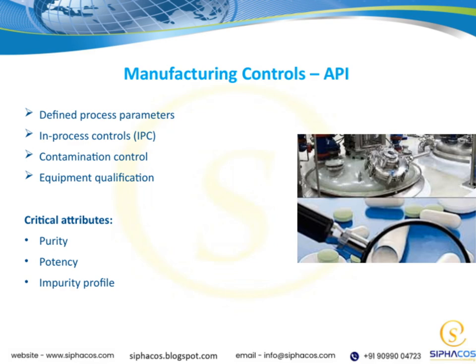Now, when we talk about critical attributes of the API, we're referring to key quality characteristics. Purity is obviously vital. It tells us how free the product is from impurities. Potency indicates the strength or activity level of the API, essential for therapeutic efficacy. Impurity profile gives us a detailed understanding of what impurities are present, their levels, and how they might affect the safety or effectiveness of the drug. All of these controls and attributes work together to ensure that the final API is safe, effective, and of high quality, aligning with the overall goal of producing reliable medicines for patients.